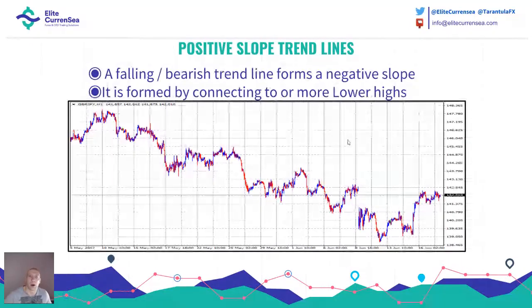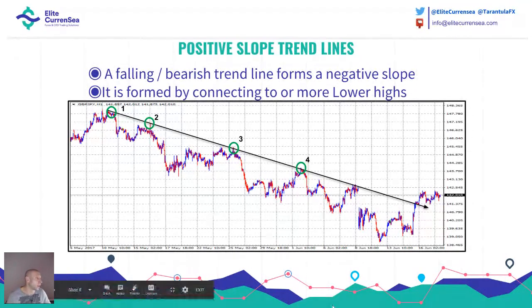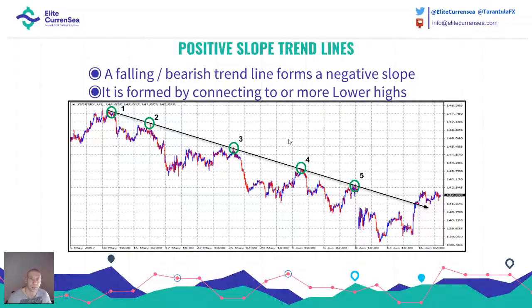A falling or bearish trend line will form a negative slope, and it is formed by connecting 2 or more lower highs. So 1, 2, it's enough. 3, great, even stronger. 4, okay. 5, and after the 5th, it broke. You see? So the more touches a trend line has, the weaker it becomes. That is why I always say stick to 2, 3 touch trend lines, and 4 is the maximum.